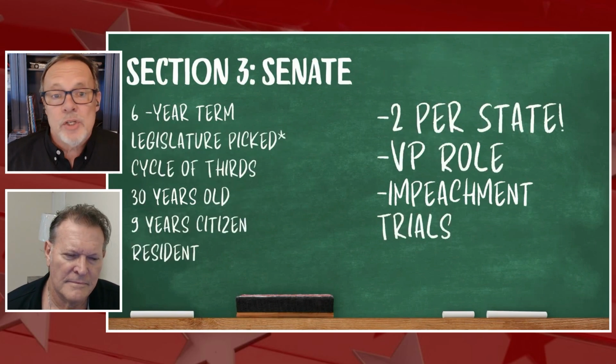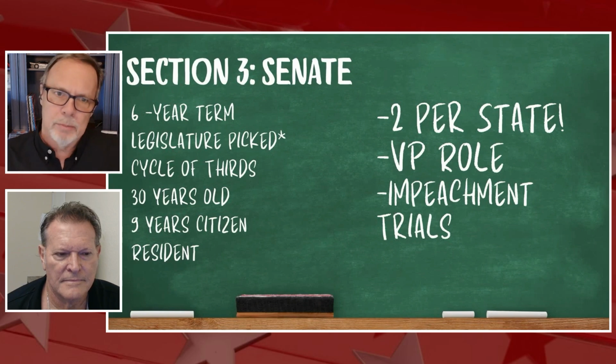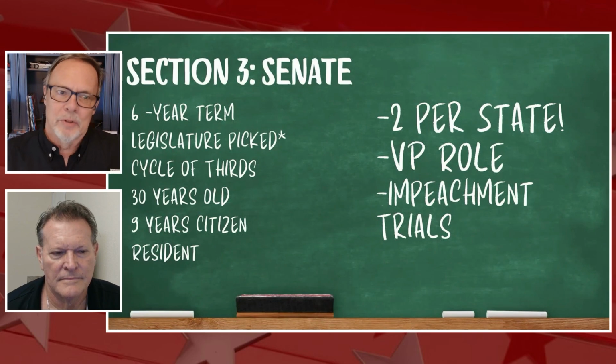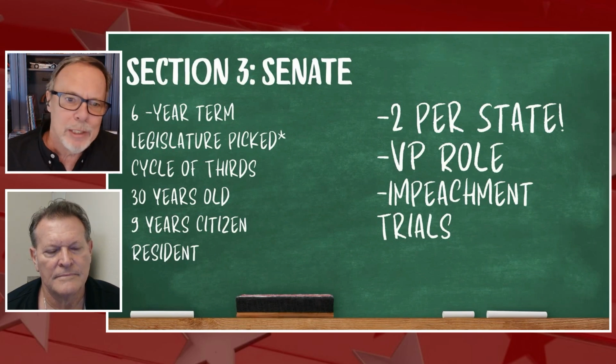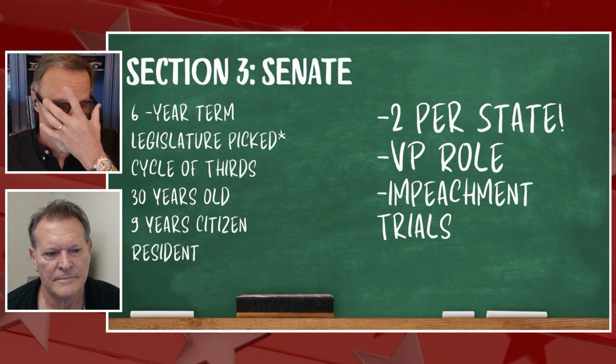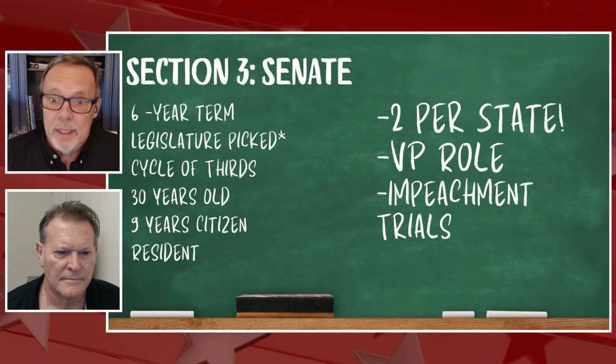Now, Section 3 is where we get into the opposing body, and this is a very different design. This is more long term. You might say more mature. 6-year term. So the idea was these folks stick around longer, and we want them to be a little older, 30 years minimum age. Again, 9 years as a citizen. You don't have to be born here to be in the Senate. You have to be a resident of the state that you're representing in the Senate.